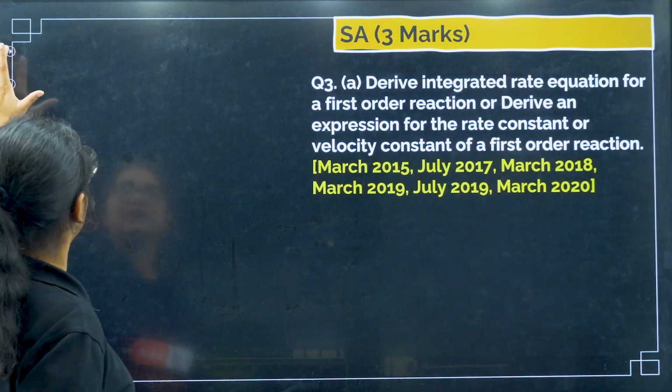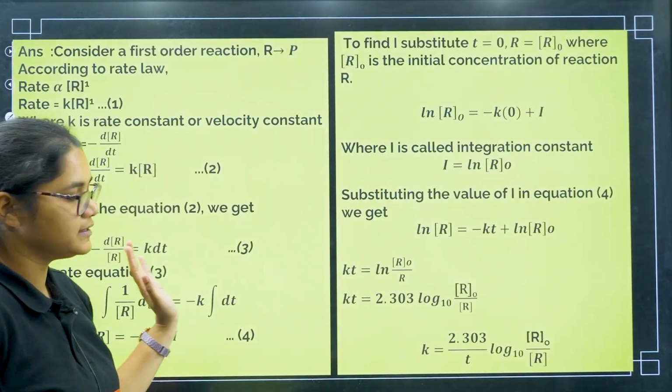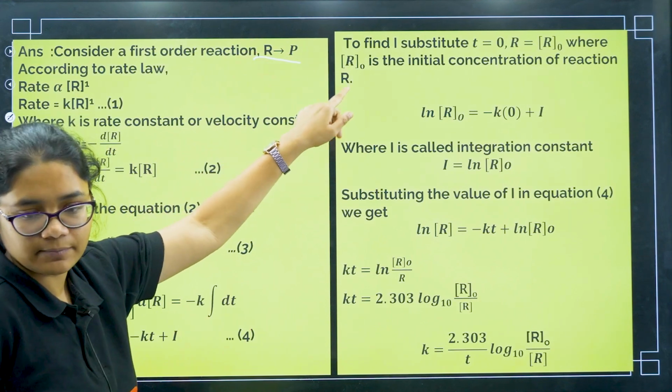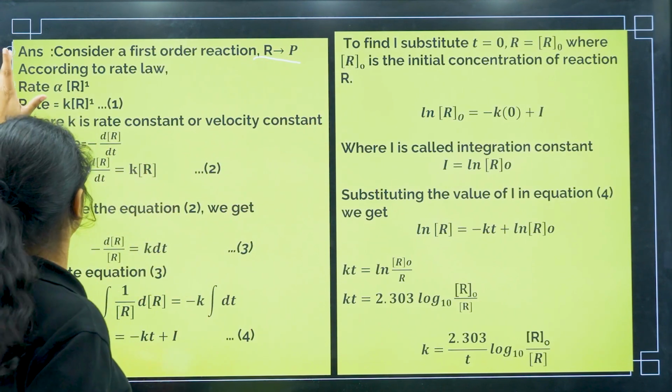Next, we have integrated rate equation for first order. The same thing here, please prepare the derivation. Here also you should use R gives P. Do not write A gives B plus C.